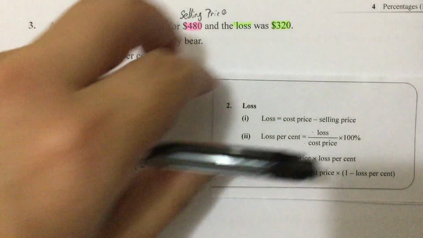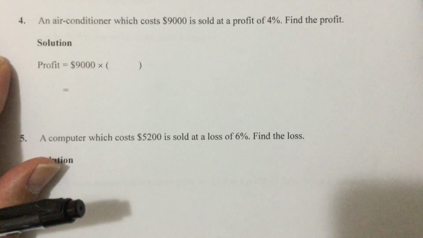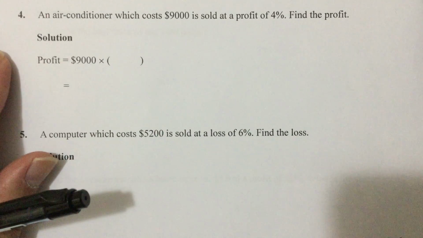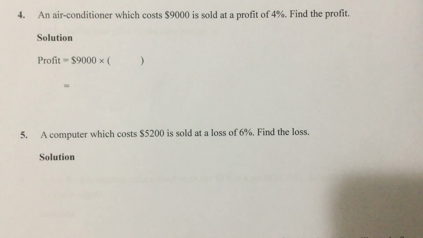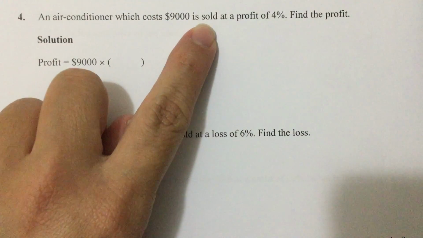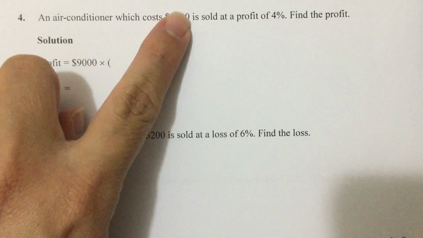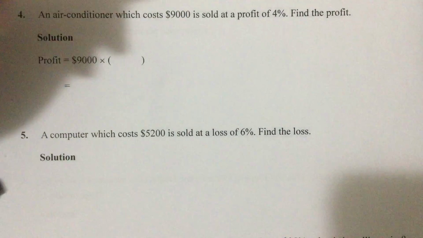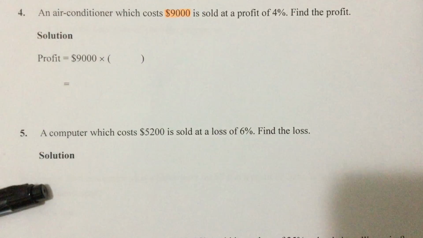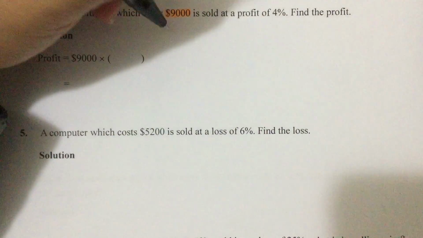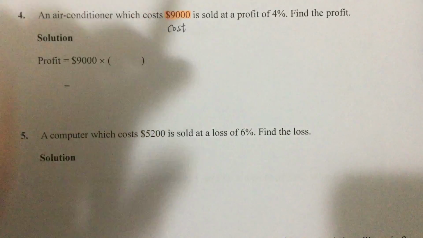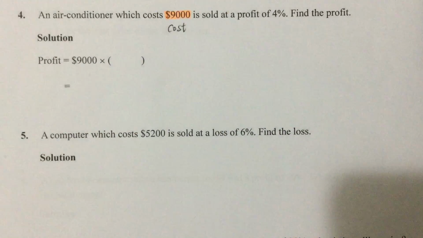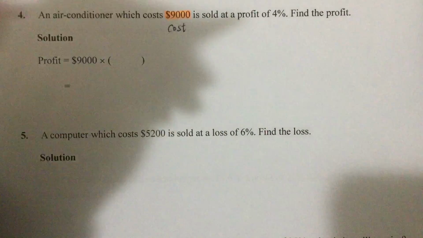And then now we will go to question 4. Okay, and question 5 at the same time, if possible. Okay, now question 4. An air conditioner which costs $9,000 is sold at a profit. So the cost is $9,000. That means this one is the cost. And this is the profit percent. And you are going to find the profit.